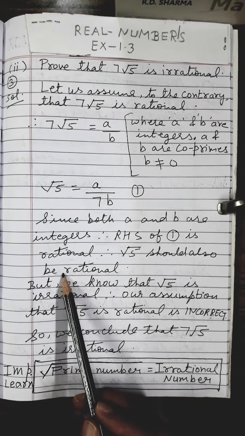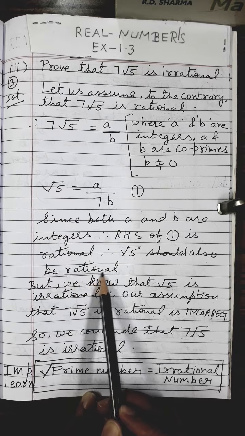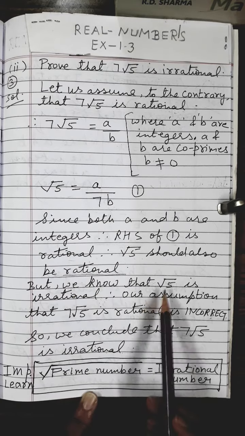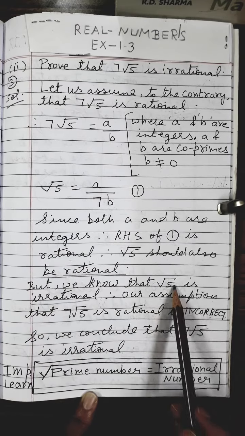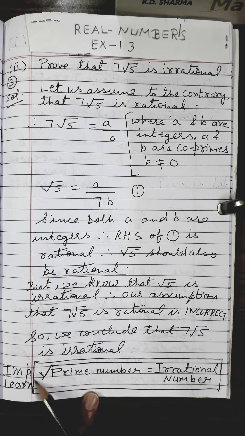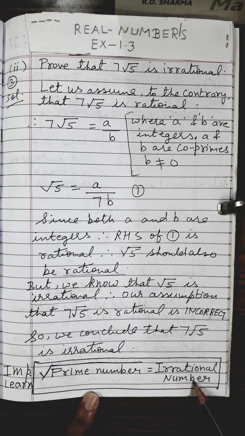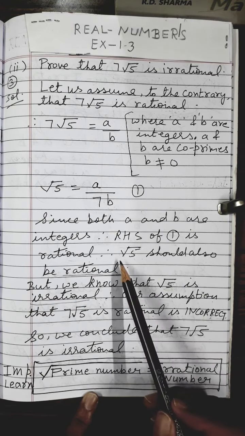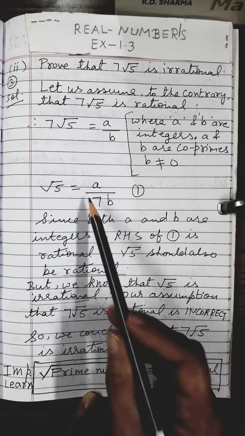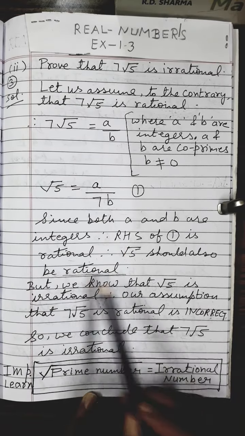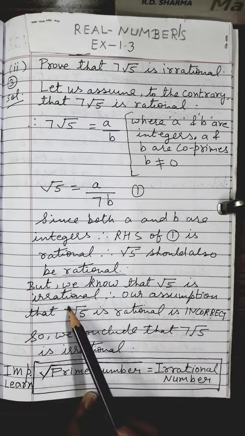In the starting we are saying, in this previous statement we are saying that root 5 is rational, but we know that root 5 is irrational because 5 is a prime number. And remember children, remember this formula, square root of any prime number is an irrational number. Otherwise also we have already proved in question number 1 of this exercise that root 5 is irrational. But here what we are getting, root 5 is a rational number, but we know that root 5 is irrational.